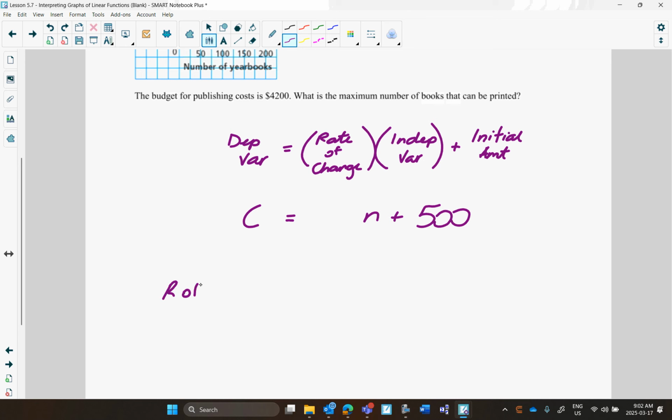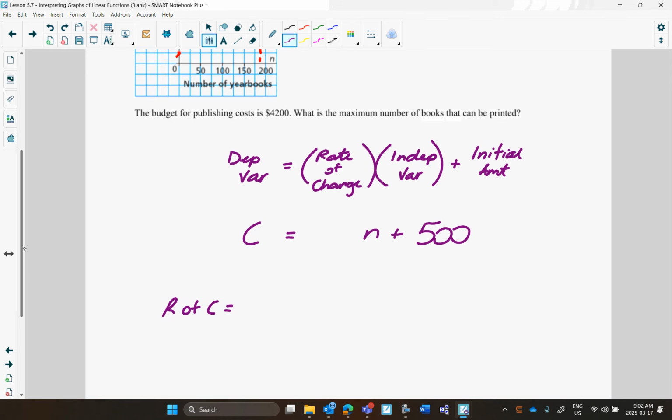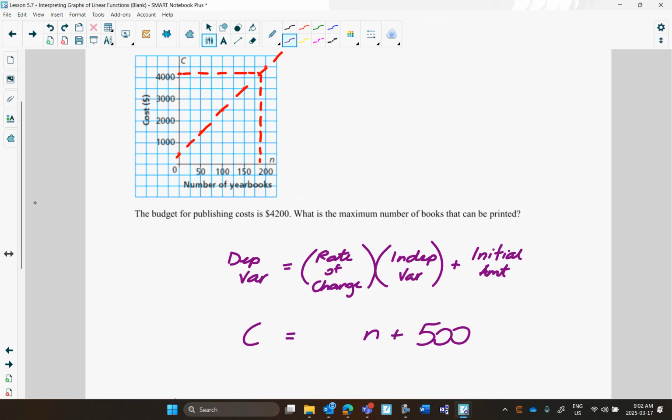And we know how to find the rate of change. It is second y minus first y over second x minus first x. So let me just clear this up. We can pick any 2 points we want. I'm just going to use these two, because those are pretty easy to read. This is the 0, 500. This is the 50, 1,000. And then I'll just do this minus this, divide this minus this.